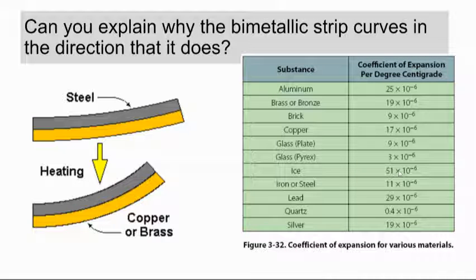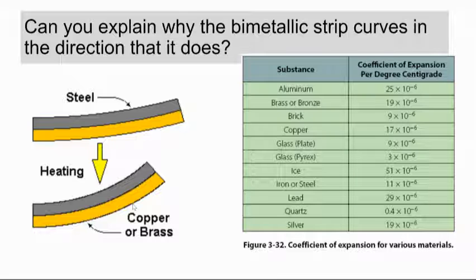So, can you explain in the lab why the bimetallic strip always curves in the direction that it does? Remember that a bimetallic strip is made of two different metals that have been bonded together. In the case of the illustration shown, it's steel on one side and copper or brass on the other side. So why, after heating, did the bimetallic strip curve in the direction that it did?